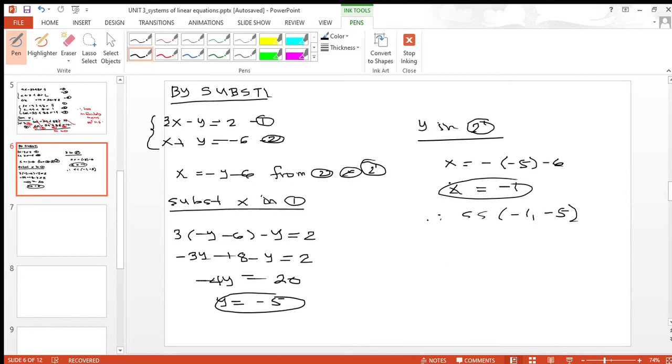Again, if you would like to check, just substitute x is minus 1, that's minus 3. Minus 3, this is 5. 5 minus 3 is 2. That's minus 1, minus 5, minus 6.